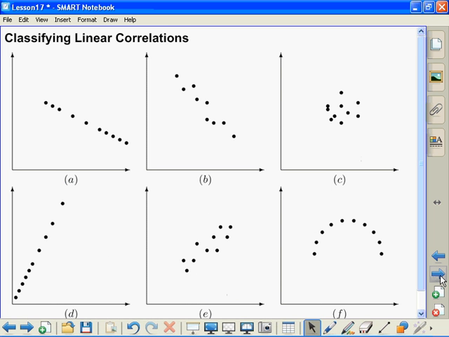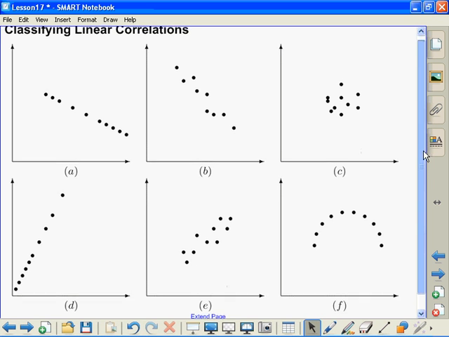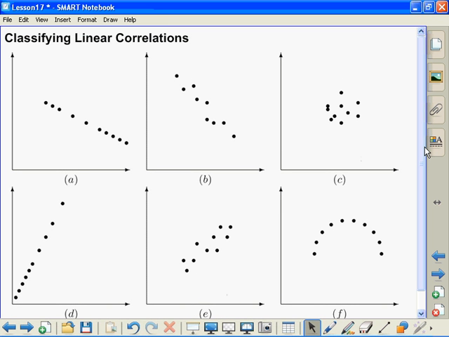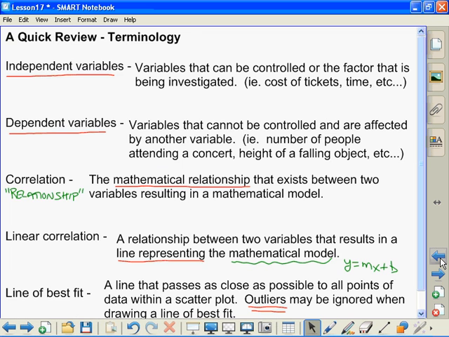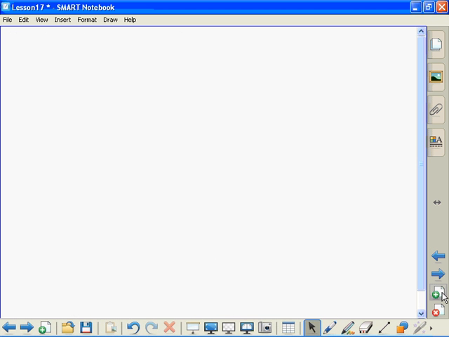For some of you, especially the ones that had me in grade 9, this is going to look very, very familiar. Classifying linear correlations. I have the 6 major ones that we talked about in the grade 9 course, and it hasn't changed. One quick review here: we were talking about the line. Just a quick refresher on slope. Remember that we have 4 types of slope.